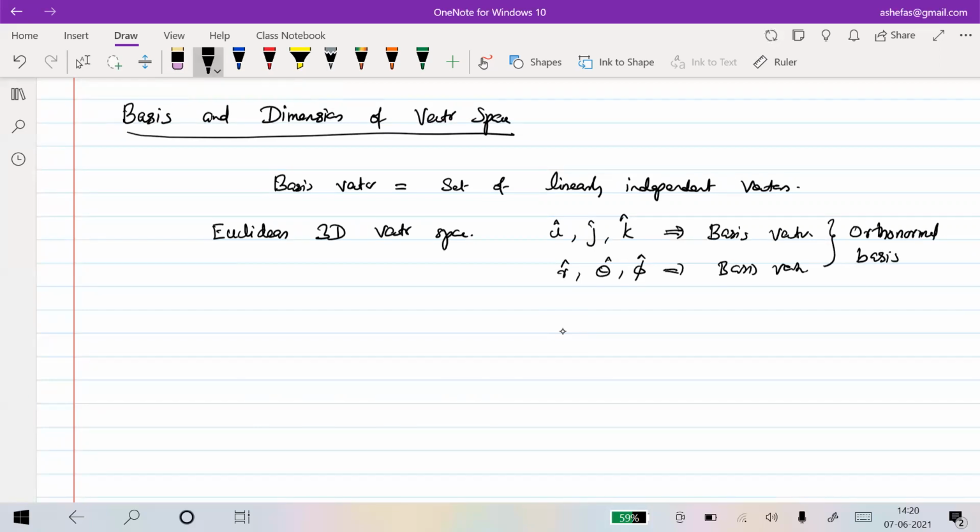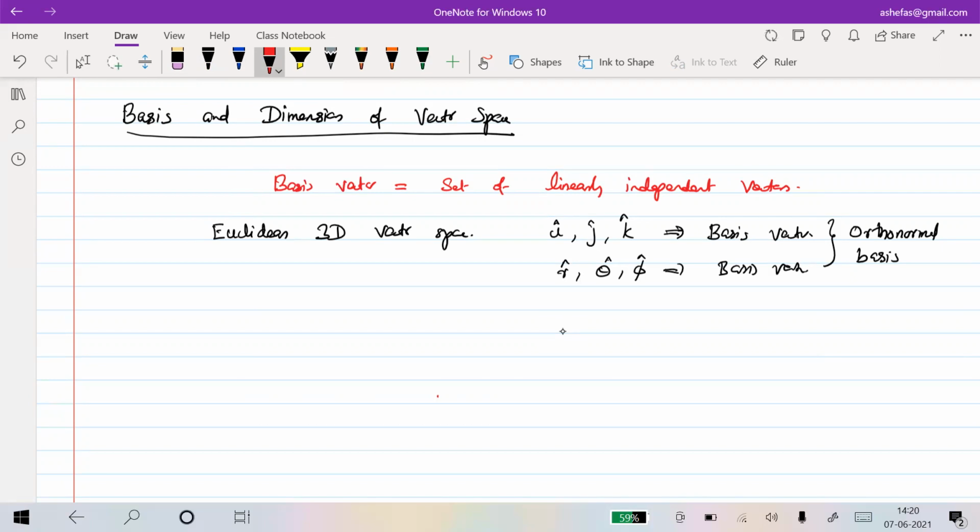Now, again, this orthonormality is not a required condition for basis vectors. The basis vectors need not be orthogonal. They need not be normalized. The only thing is they must be linearly independent. So this is the basic definition of the basis vectors. They must be just a set of linearly independent vectors. Now again, you may have a confusion: what is meant by linear independence?